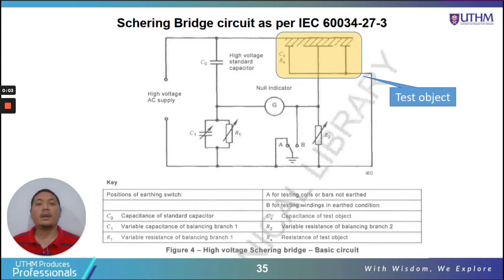Okay, let's look at the Schering bridge. The Schering bridge is the basic circuit to measure tan delta of an insulation material. This is the Schering bridge circuit as per the IEC standard, IEC 60034-27-3. This standard is for rotating machines, the measurement of tan delta for rotating machines, motors, generators.